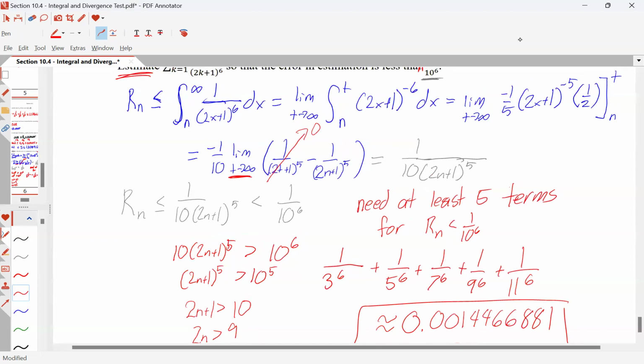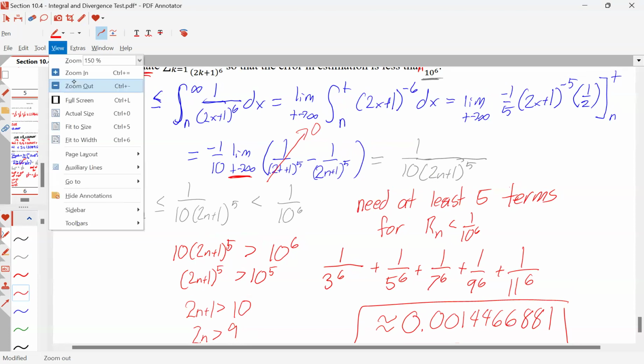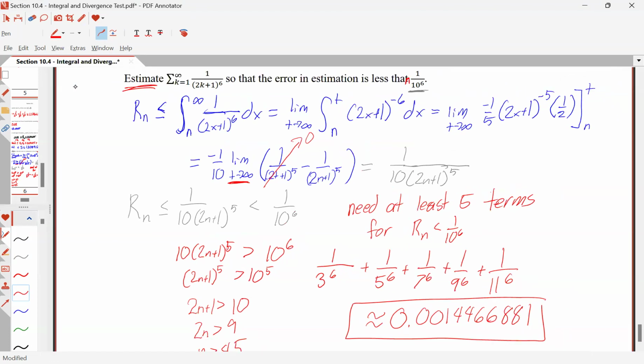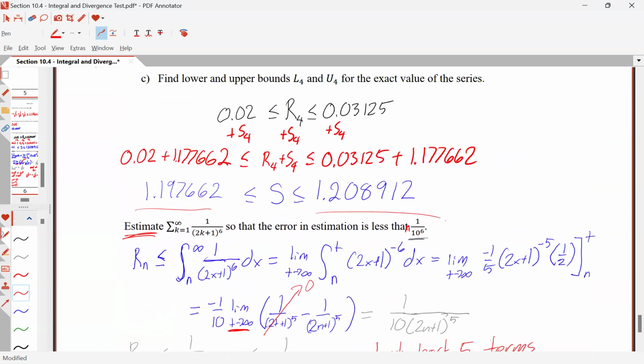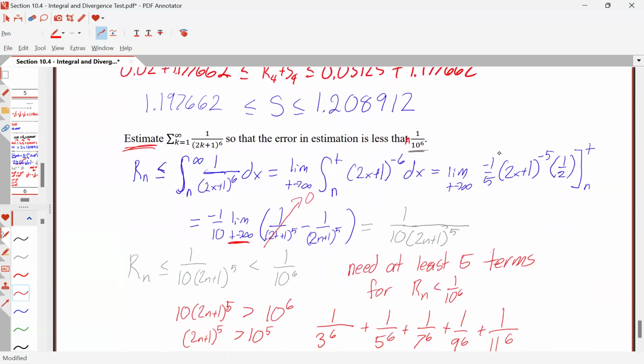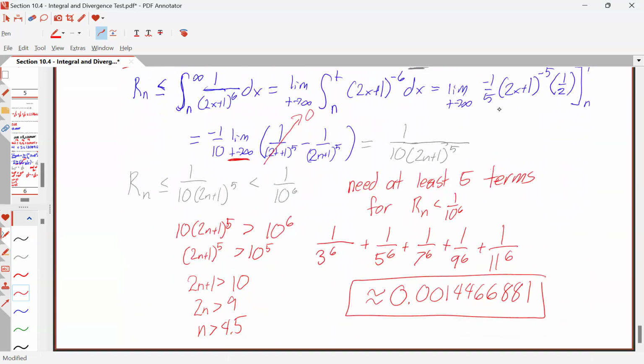So that is the estimation theorem for integral test. We can find a small enough error to get an accurate sum. And we can also say, if I have this sum, how accurate am I? So finding an accurate sum with a small enough remainder versus how accurate is my series based on only using 4 partial sums. And that is the end of integral test. And remember, we also got in this section the divergence test and the p-series test. So we got 3 more tests.